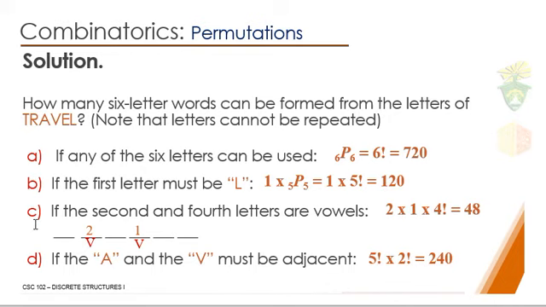Okay? The third case is that the second and fourth letters are vowels. Notice that we only have 2 vowels in the word "travel". So for the second and fourth slots, we can only fill in the two vowels. The rest, the 1, 2, 3, 4 slots, will be filled by the remaining consonants.